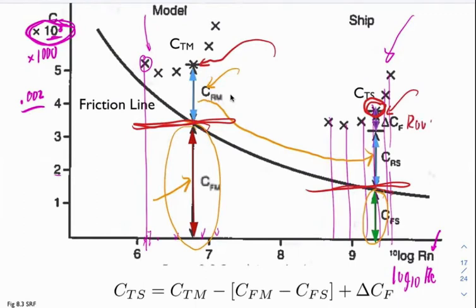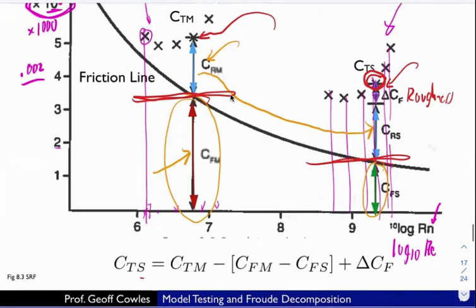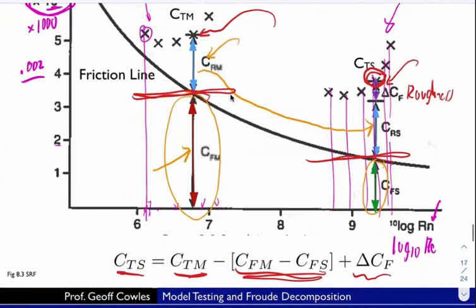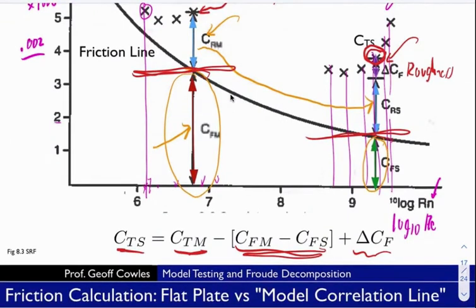So this total drag coefficient on the full scale ship is simply the drag coefficient of the model, minus the difference between the model friction and the full scale ship friction, and plus this additional drag that we have to include for the full scale ship, which corresponds to roughness of the full scale ship.